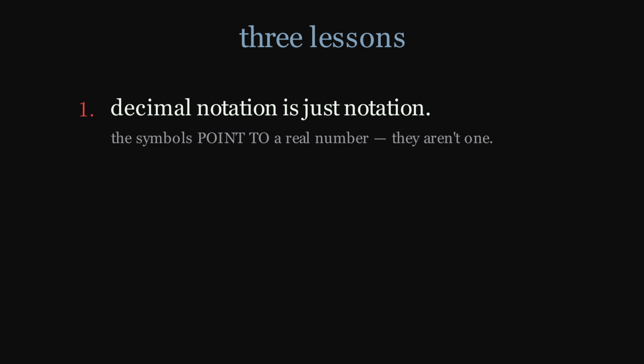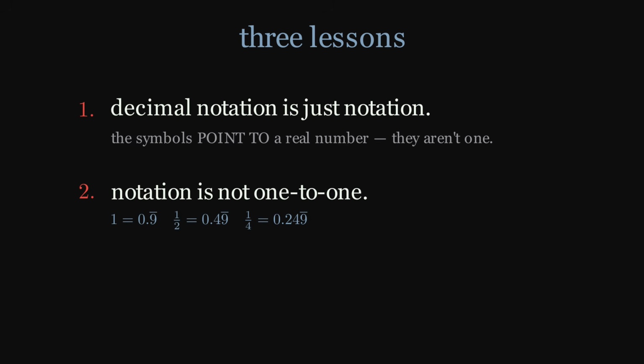The second thing it teaches us is that two different strings of symbols can point to the same number. Decimal notation is not one-to-one with the real numbers. The number 1 has multiple names. So do half and quarter and 3.7 and every other terminating decimal. The two-name phenomenon is a fixed feature of how we write numbers, not a defect.